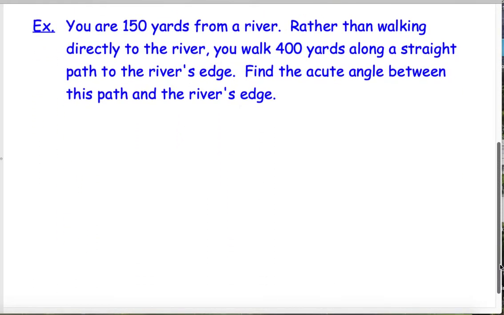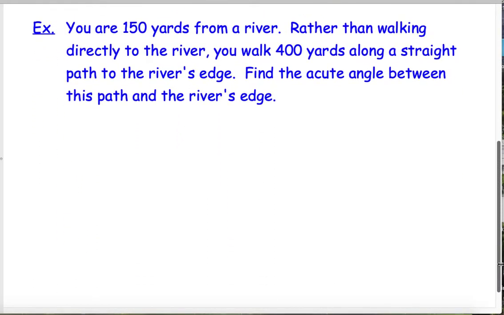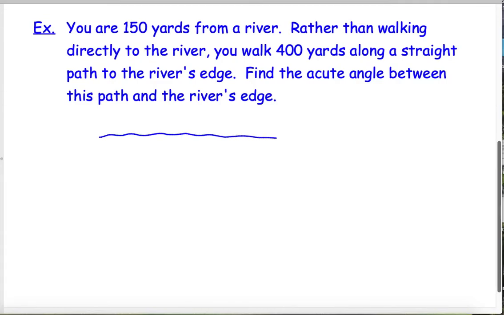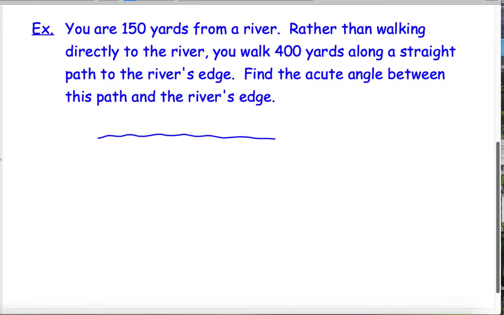You are 150 yards from a river. So let's draw this. Here's my river. You're 150 yards away. So let's put you right here. And this distance straight to the river is 150 yards.